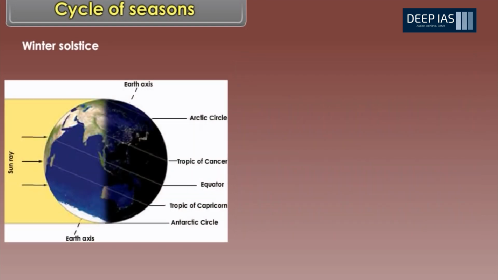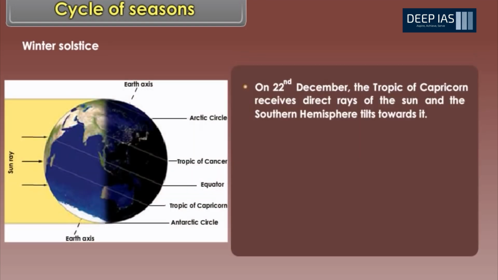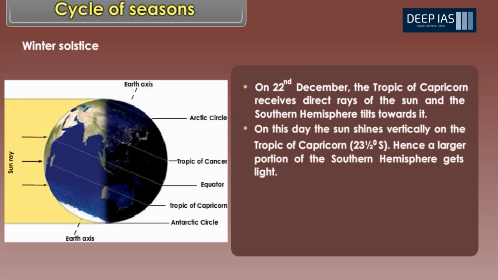This position of the earth is called summer solstice. Winter solstice. On 22nd December, the Tropic of Capricorn receives direct rays of the sun and the Southern Hemisphere tilts towards it. On this day, the sun shines vertically on the Tropic of Capricorn, 23.5 degrees south.